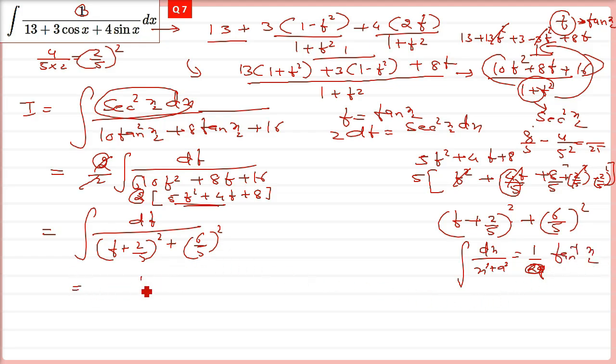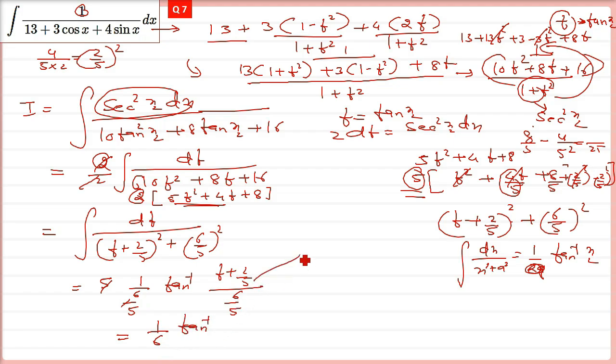So let's write it here. 1 by 6 by 5, that is 1 by a, tan inverse x by a. t plus 2 by 5 is x, and 6 by 5 is a. And this 6 by 5 will become 5 by 6 when it goes up. 5 was already there outside, remember. So this 5 gets cancelled here, because 5 was in the denominator. Remember 5 was not upstairs, it was downstairs. That is why we have cancelled 5.